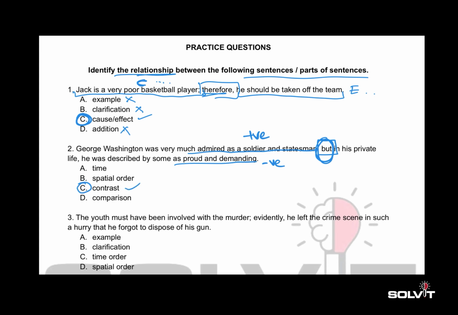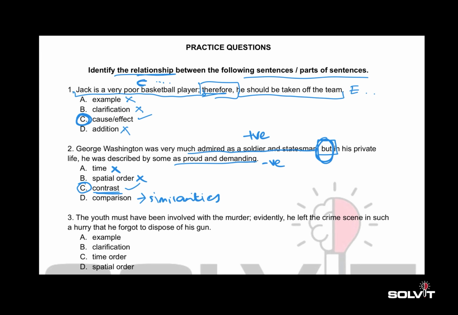Look, it can't be time, right? Because the sentence is not telling us when an event is happening. It's not spatial order because the sentence is not telling us the location of something. It cannot be comparison. Why? Because comparison means that you point out the similarities. Okay, so what this sentence is doing is comparing George Washington in his professional life with George Washington in his private life. Okay, so it's pointing out the difference between the two different sides of George Washington, which is contrast.